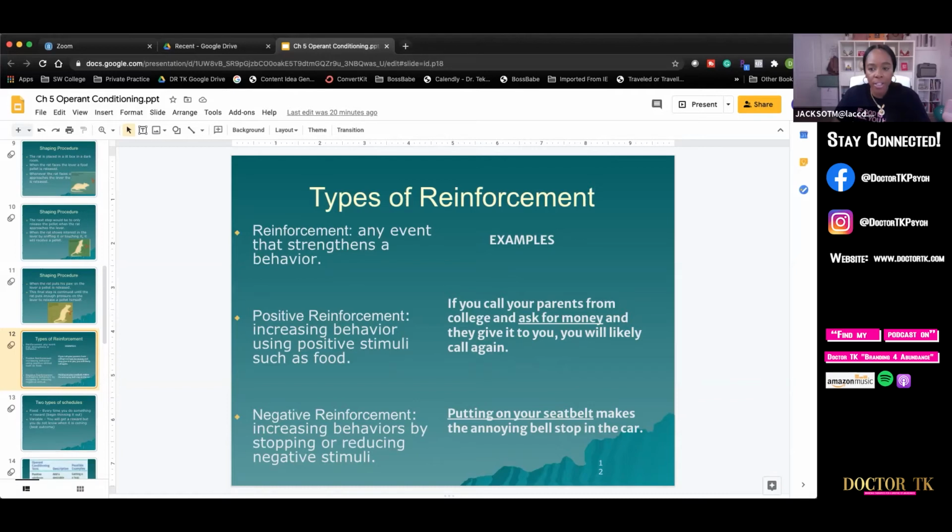So do you have any questions regarding reinforcement? Put a 1 in the chat box if this makes sense. Reinforcement is any event that strengthens a behavior. Positive reinforcement is you're adding something to increase the behavior that you want.